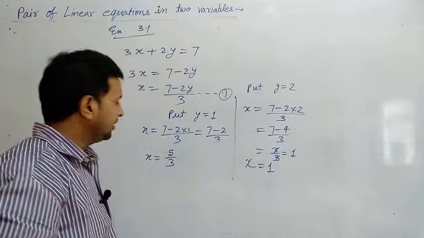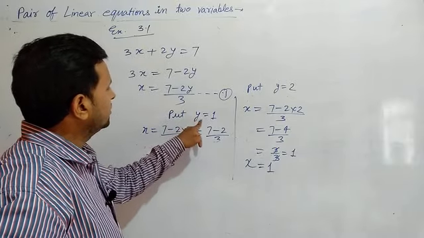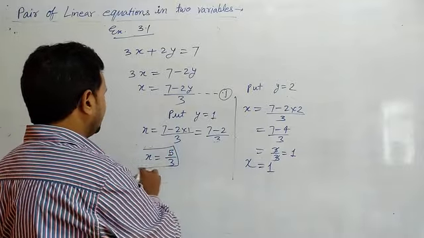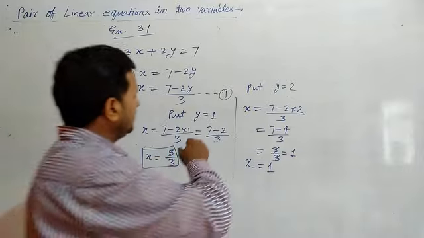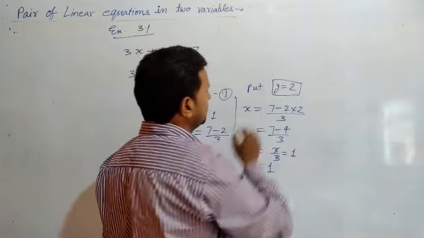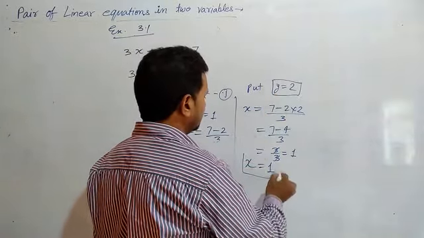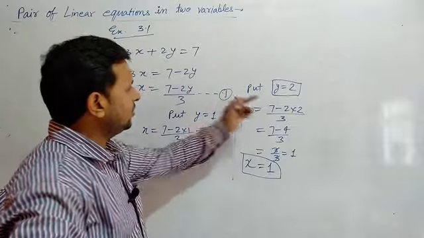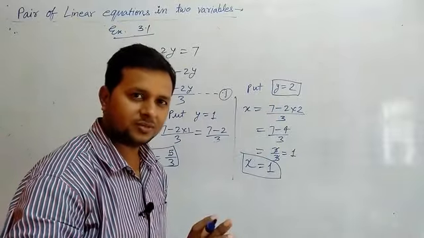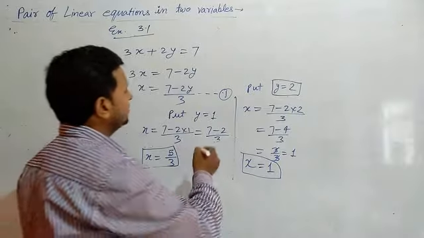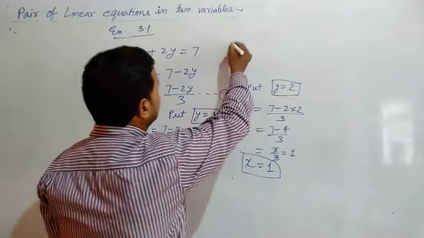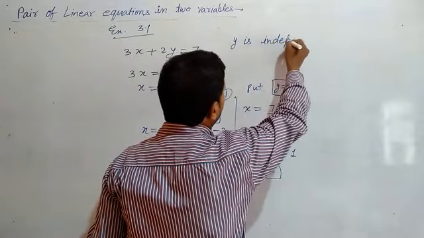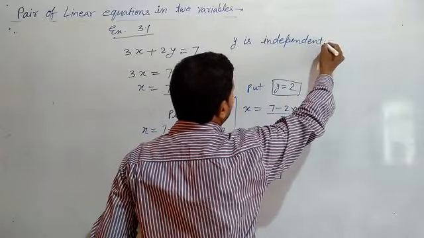So we see here that in the first case, when we put the value y is equal to 1, we get the value of x as 5 upon 3. When we put the value y is equal to 2, then we get x is equal to 1. It means the value of x is dependent upon the value of y. It's clear? So now we can say that here in this case y is the independent variable.